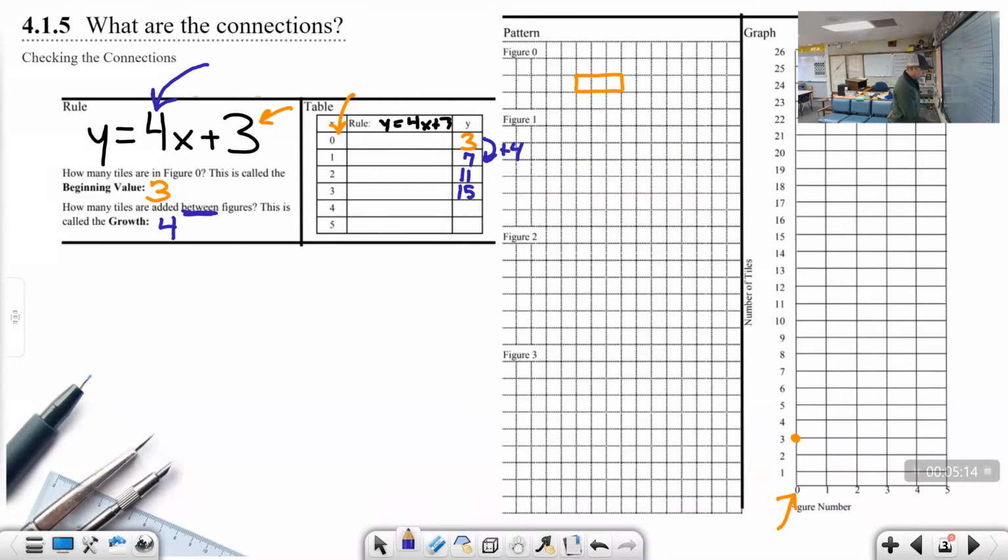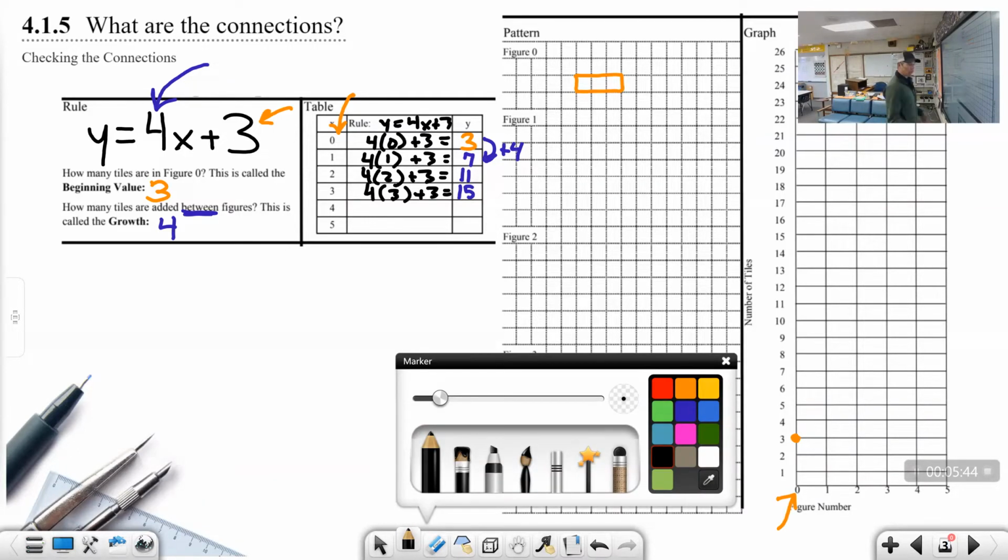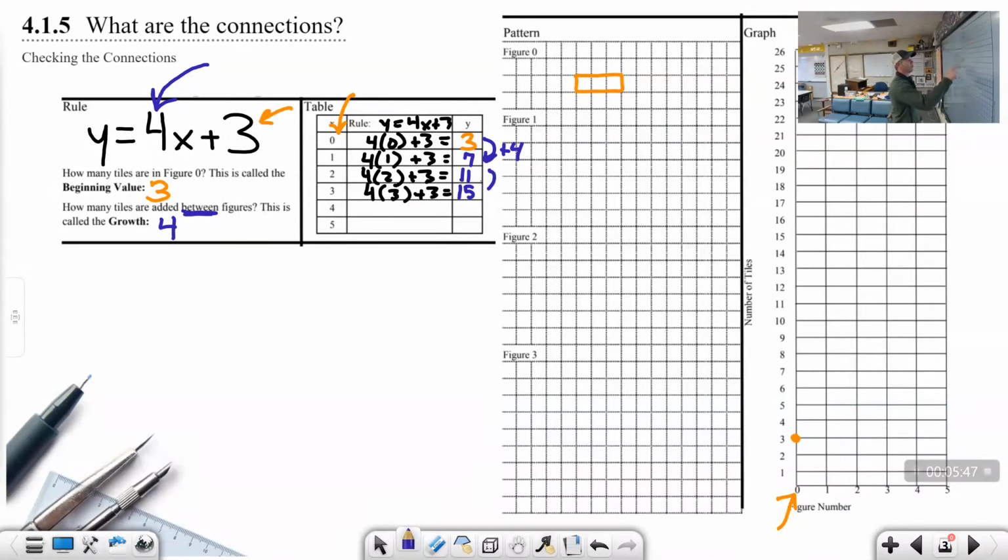Now, this middle section, if you needed to show that: 4 times 0 plus 3 equals 3, this is how we figure out a table. 4 times 1 plus 3 is 7. 4 times 2 plus 3 is 11. 4 times 3 plus 3 is 15. This is how you complete a table. But we use the pattern, the growth, to show each of these parts. Okay? So there's my growth in the table.